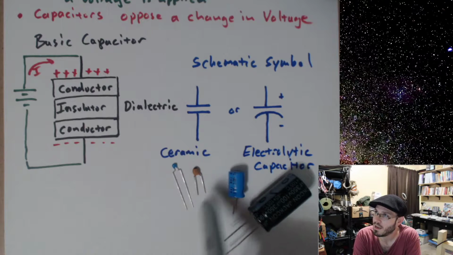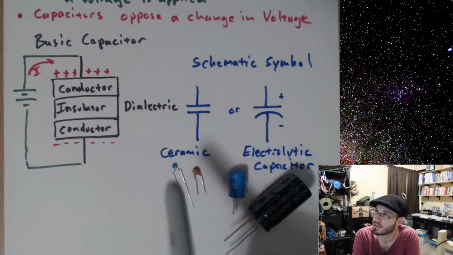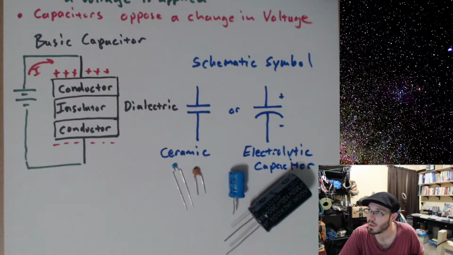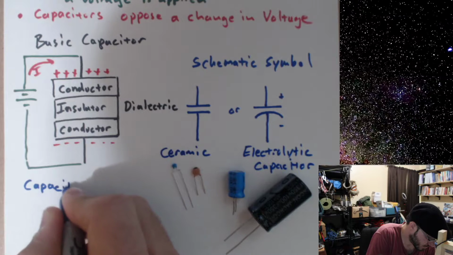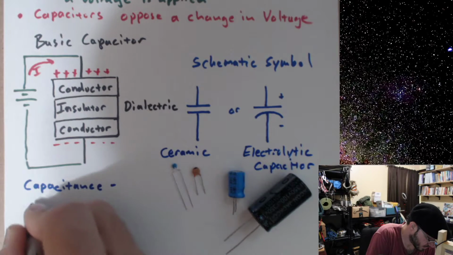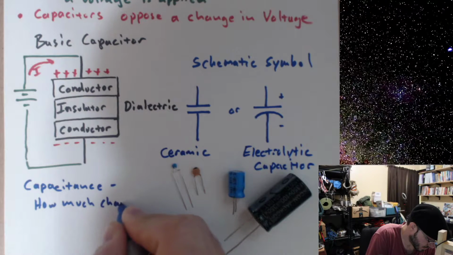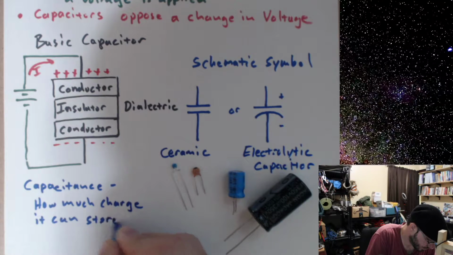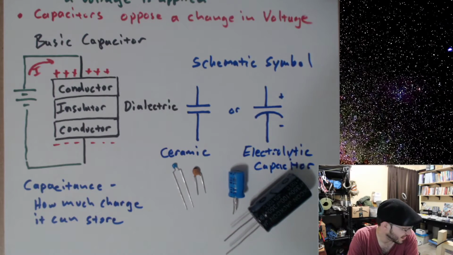Okay, so ceramic capacitors are lower in value of capacitance. Capacitance is how much charge we can store. Or electrolytic, which you can store a lot more.